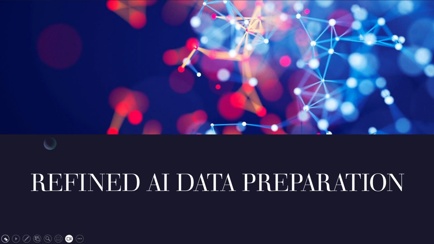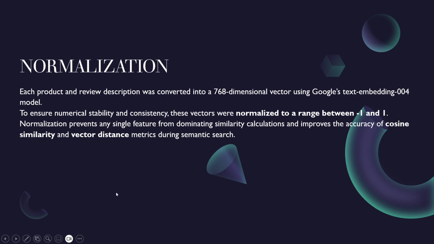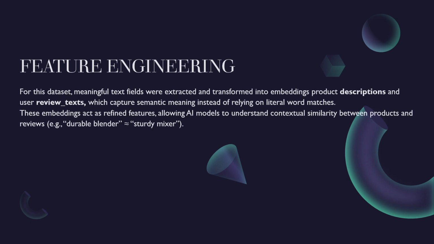Then let's move on to refined AI data preparation. So for normalization, each product and review description was converted into a 768-dimensional vector using Google's text embedding 004 model. To ensure numerical stability and consistency, the vectors were normalized to range between -1 and 1, and normalization prevents any single feature from dominating a similarity calculation and improves the accuracy of cosine similarity and vector distance metrics using semantic search.